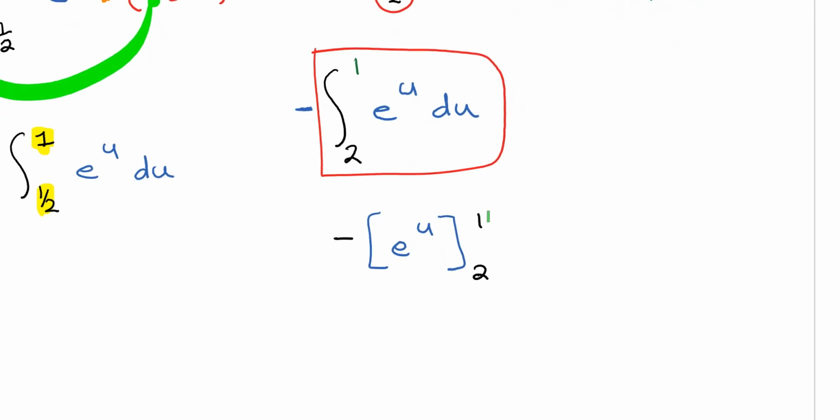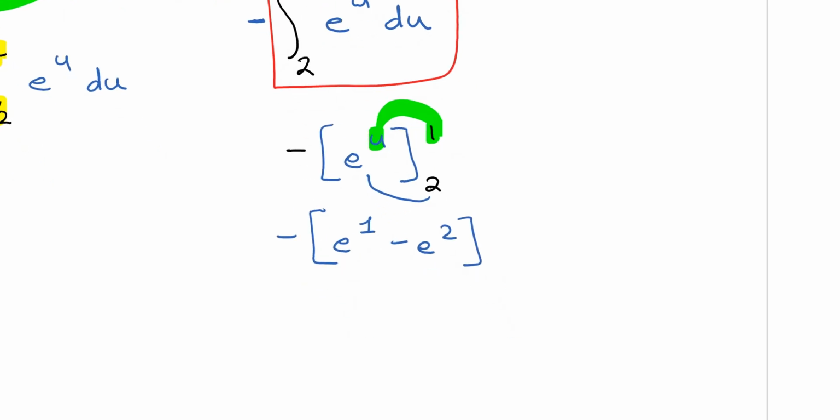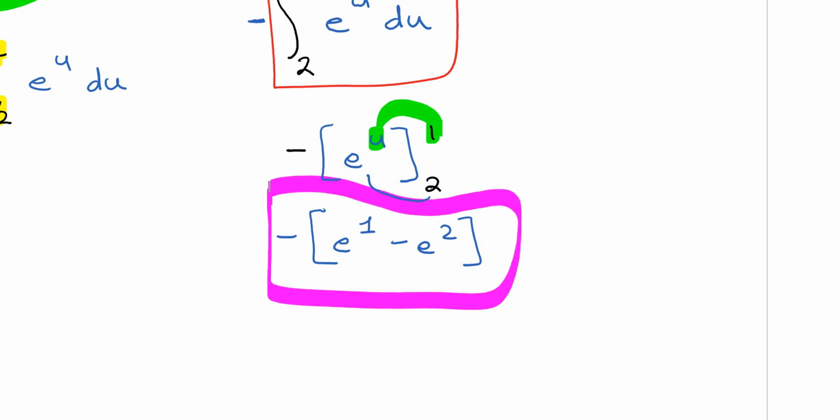And then let's go ahead and use the upper boundary first. That's going to be e to the 1 minus, then the lower boundary, which will be e to the 2. Close bracket, minus sign there. And I think that's it. This is your final answer right there in the purple box. I don't need to simplify that any further.